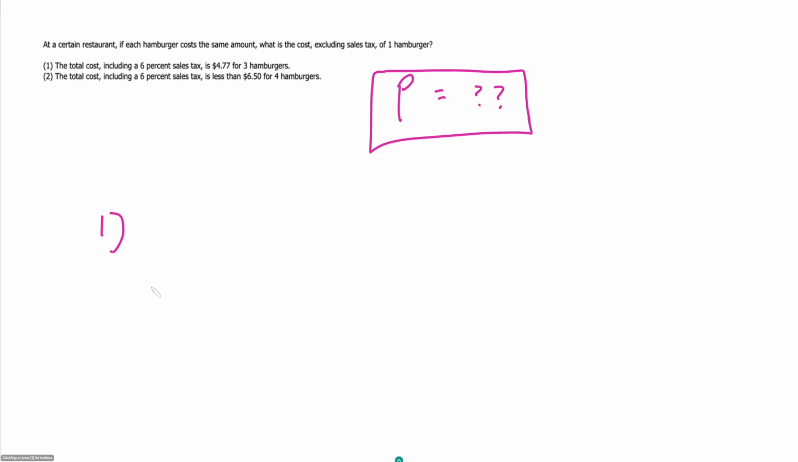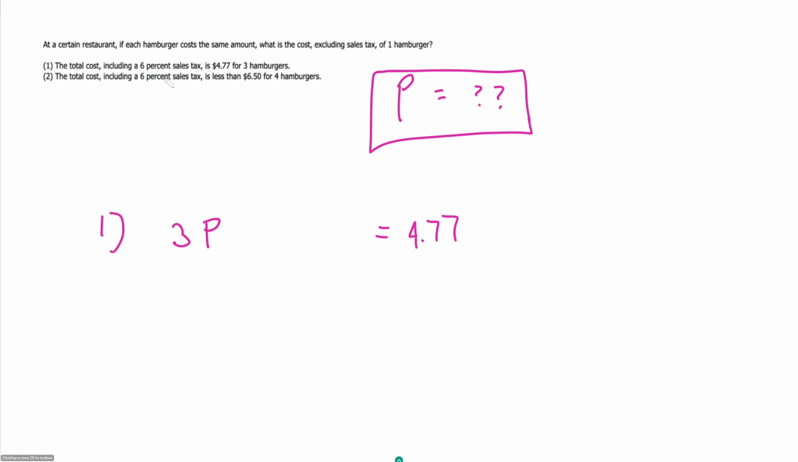The total cost, including a 6% sales tax, is $4.77 for 3 hamburgers. So let's translate statement 1. Something is equal to $4.77. What is equal to $4.77? So we're getting 3 hamburgers, and so the cost of 3 hamburgers should be 3 times P, because we said P was the price of our hamburger.